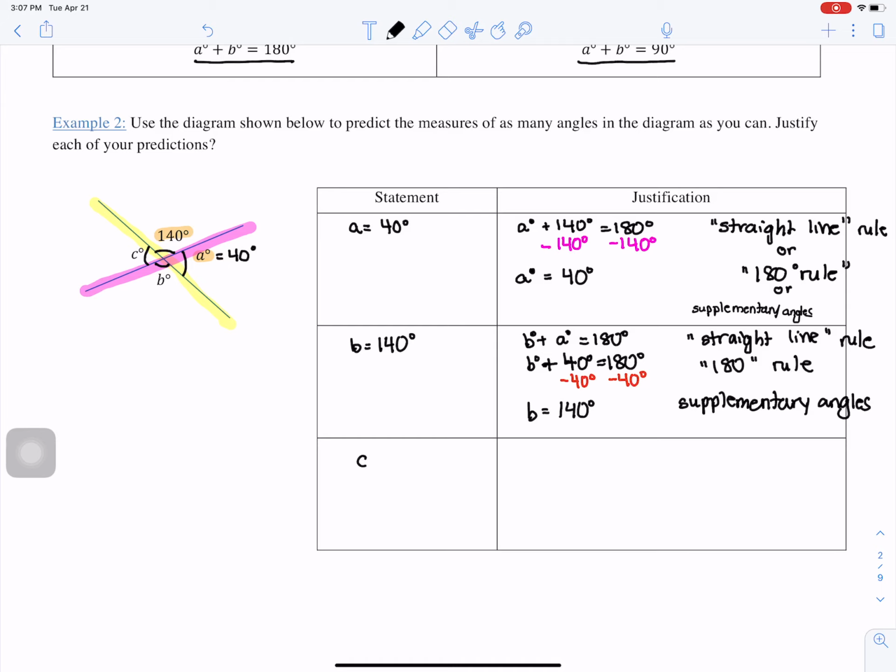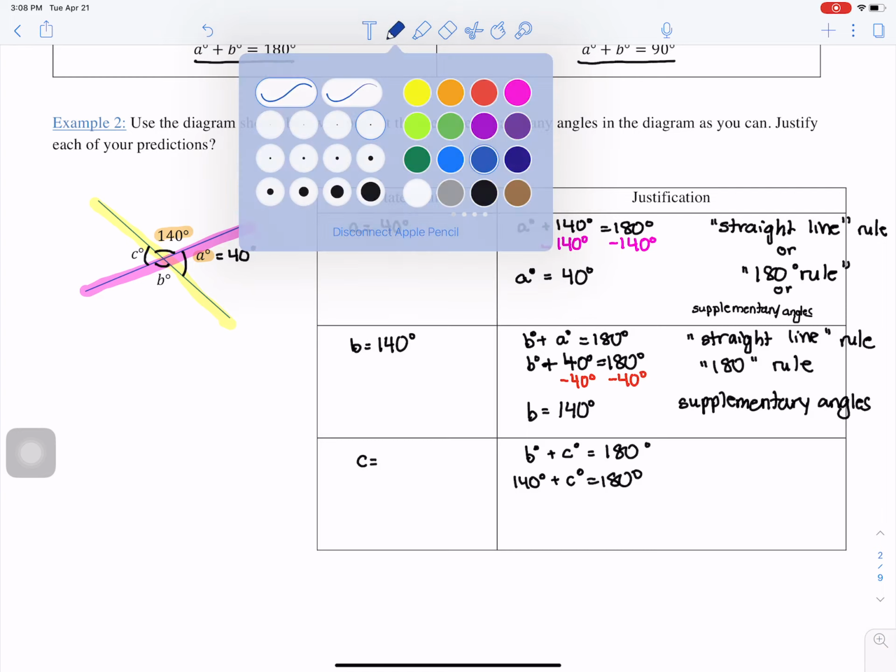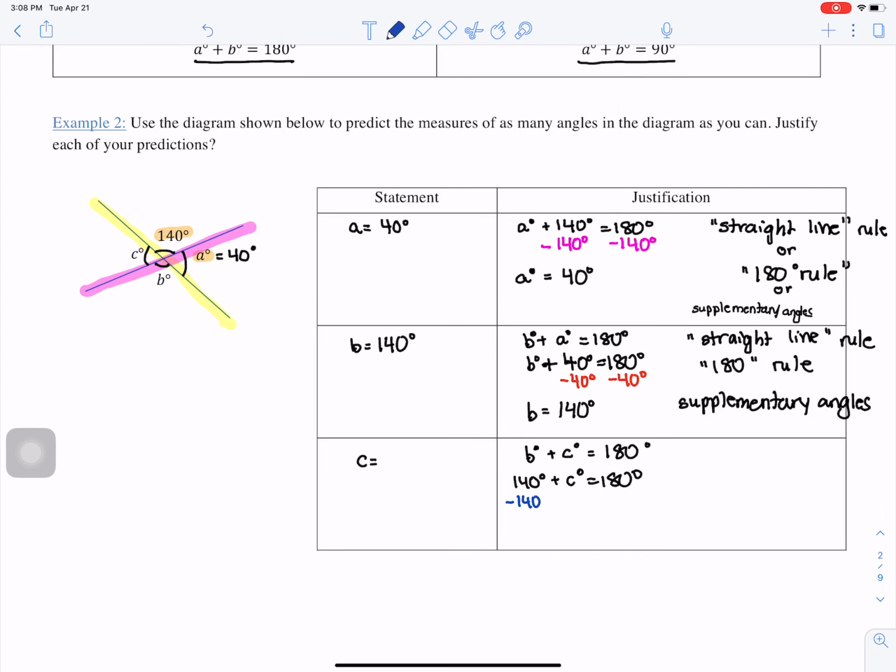Now, again, I'm going to look at C. So I'm going to look at the yellow line, which was the left diagonal of the X, the one with the negative slope. I know that angle B plus C lie on a straight line, so therefore it has to equal 180 degrees. So B I just worked out to be 140 degrees, plus C degrees is 180 degrees. I'm going to isolate for C by subtracting 140 degrees from each side. So my angle C is equal to 180 minus 140, which is 40 degrees.